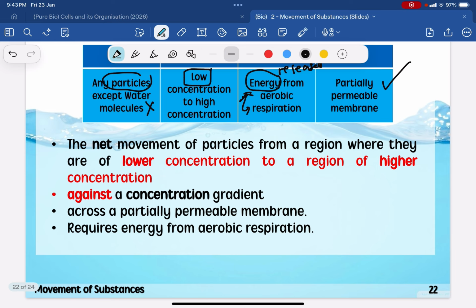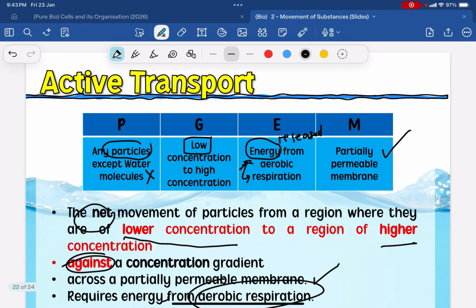Let me summarize it. The net movement of particles where they go against the gradient, from low to high. If you are going to climb a mountain, you need energy. It's the same logic here. So to carry out active transport, you need energy. This energy needs to come from aerobic respiration, because you're going against the gradient, you're going up Mount Everest, you need energy, across the partially permeable membrane. The energy is from aerobic respiration.